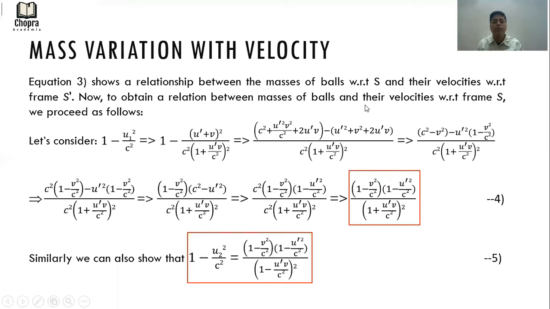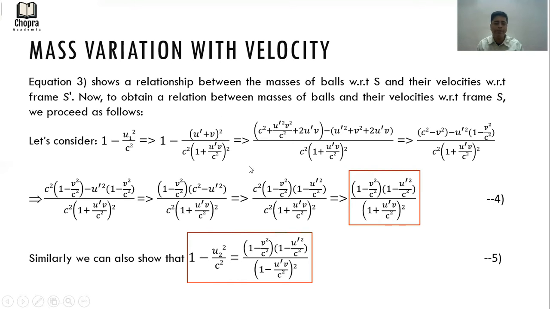So we have to consider some quantities, say, 1 minus u1 square by c square. This you will have to assume. We want to get this factor, and we'll see how it simplifies our job. So I just substitute for u1 from the previous velocity addition theorem, and I get this equation here. You can open it up properly, and you are left with equation number 4.